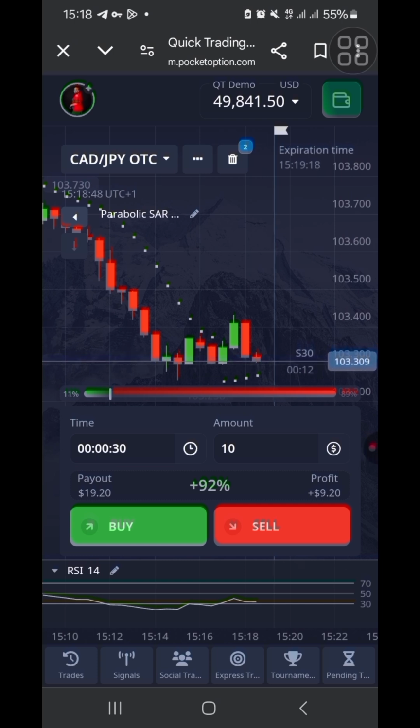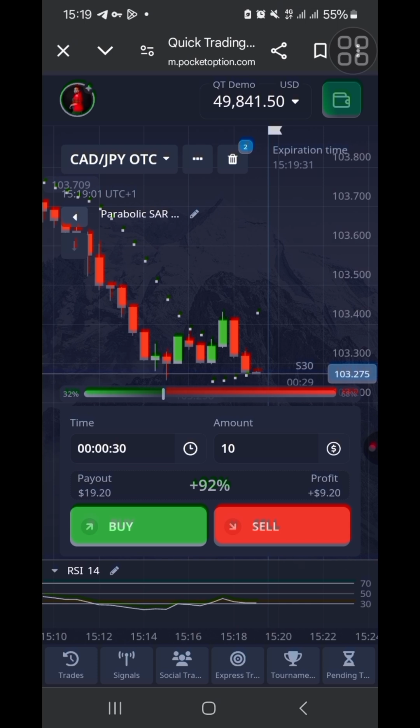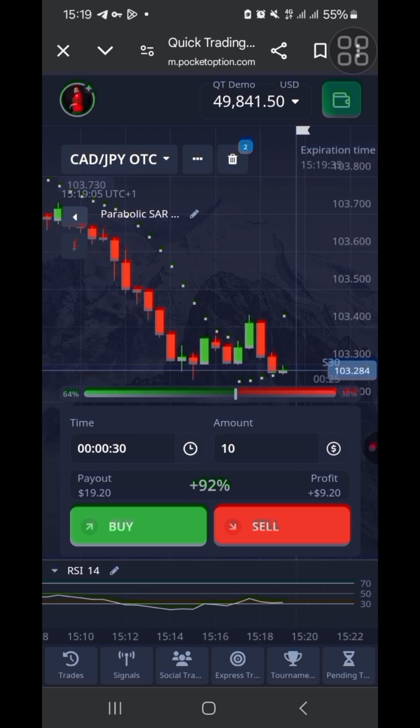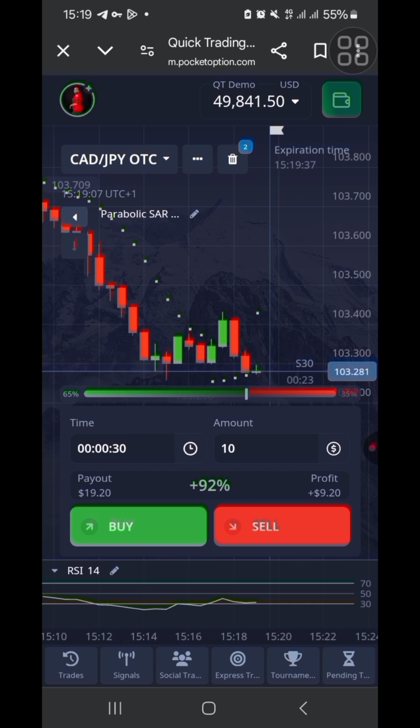Then the reverse is the case. If parabolic side is flipping, like the market wants to come down and parabolic side gives the first dot, do not place a trade. Wait for that candle to finish, then confirm with the RSI line that it is below the line 50. Then you now place a trade. Now see an example.